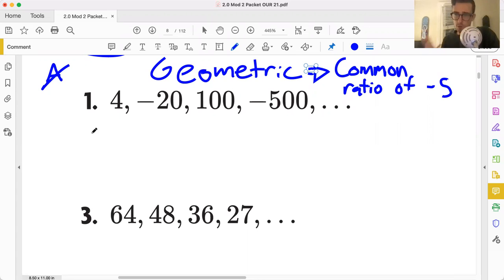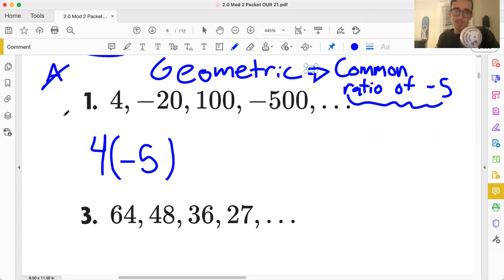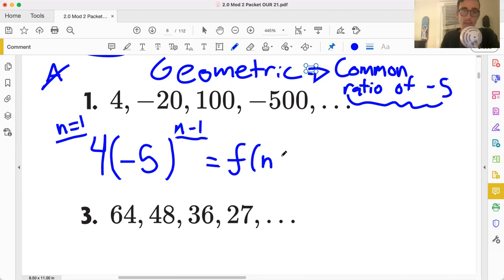I'll show two versions of the explicit. So starting at 4 is my first term. Starting at 4, I keep multiplying by -5, again, my common ratio. And since this is the first term where n equals 1, you can think of this as a day 1 problem. What do you think my exponent here is going to be? Hopefully you're saying n equals 1. And then you can just say that this is a function of n.